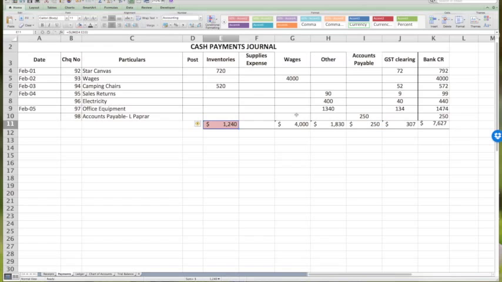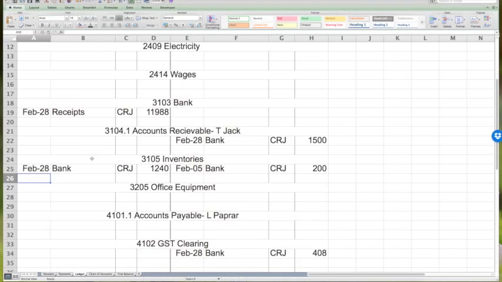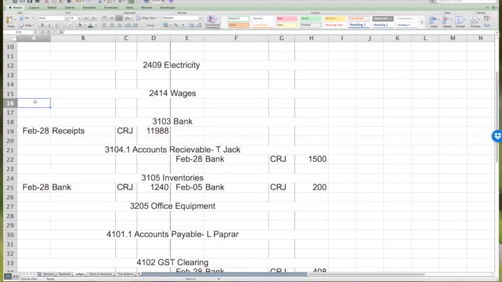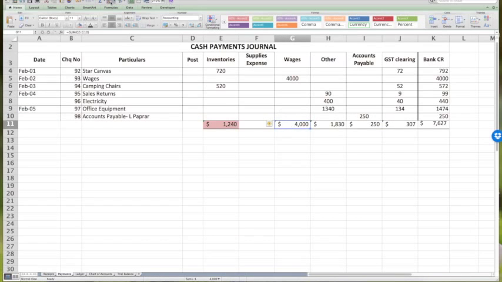Next one we've got wages. We're posting a total, so that's going to be for the end of the month. Find wages, goes on the debit side. $4,000. Okay, colour in that square.